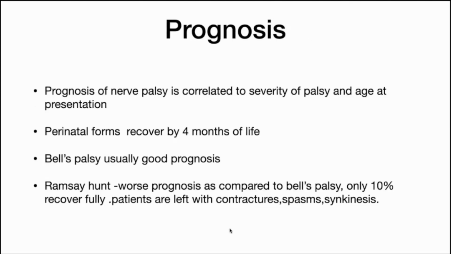Coming on to the prognosis of facial nerve palsy, it is correlated to the severity of palsy and the timing of presentation. The perinatal forms recover by 4 months of life. Bell's palsy usually has good prognosis, and Ramsay Hunt has worse prognosis as compared to Bell's palsy. Only 10% of patients recover fully. The sequelae commonly seen with Ramsay Hunt include contractures, spasms, and synkinesis.